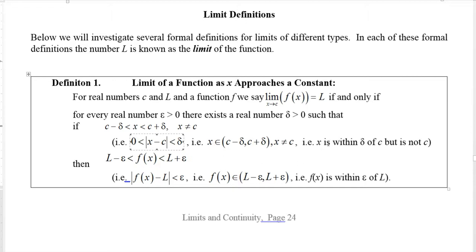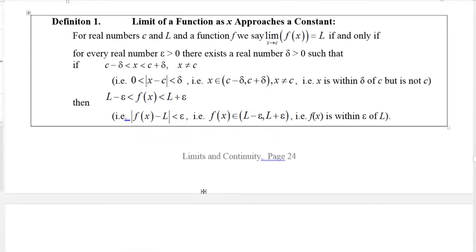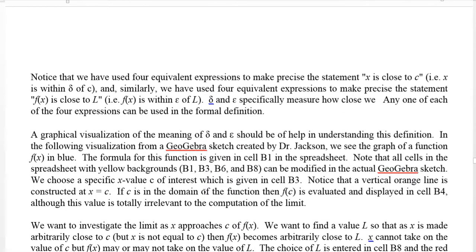Or we can say it this way in words, maybe not quite as precisely, but it says the same thing. If x is within delta of c but is not c, then f of x is within epsilon of L. So there's 3 or 4 different ways of saying this same definition. And depending on your textbook author's preference or your instructor's preference, they may use a different one of these, but any version is still the limit definition.